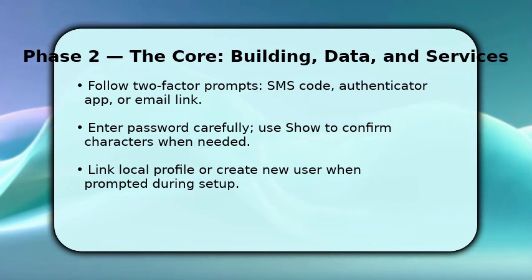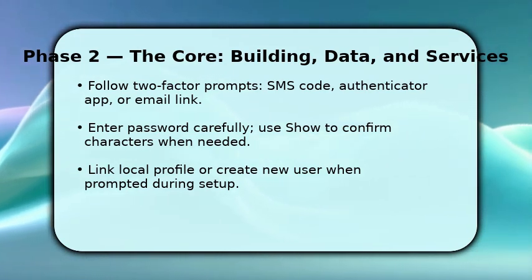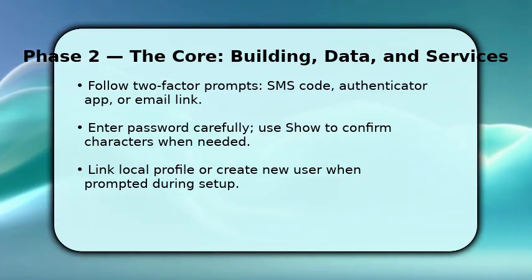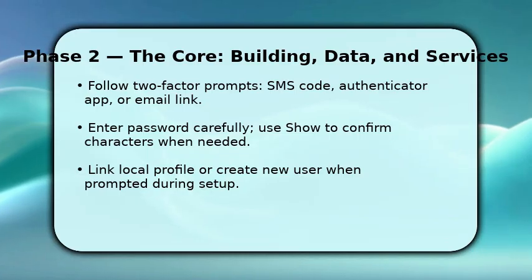Now you handle verification. When Microsoft asks, choose the verification method you set up: text code, Authenticator app code, or an alternate email. You type the code exactly as shown. Make sure you enter any hyphens or spaces if provided.